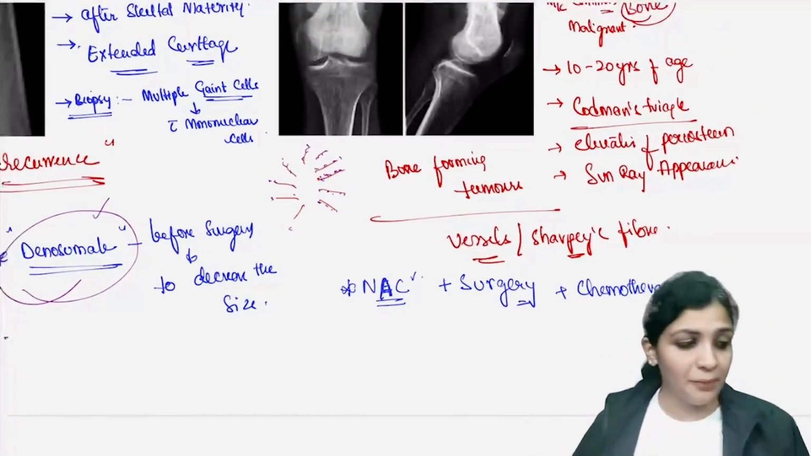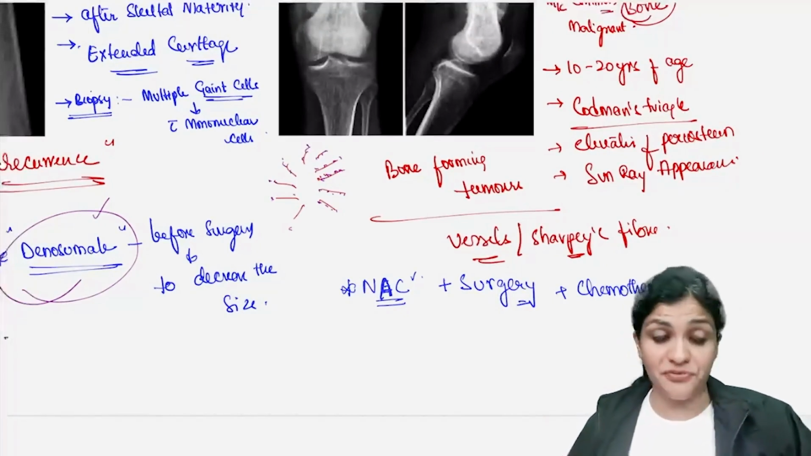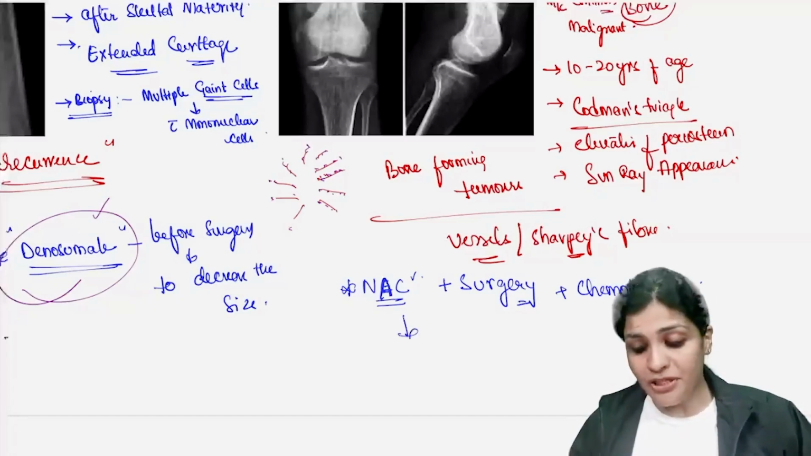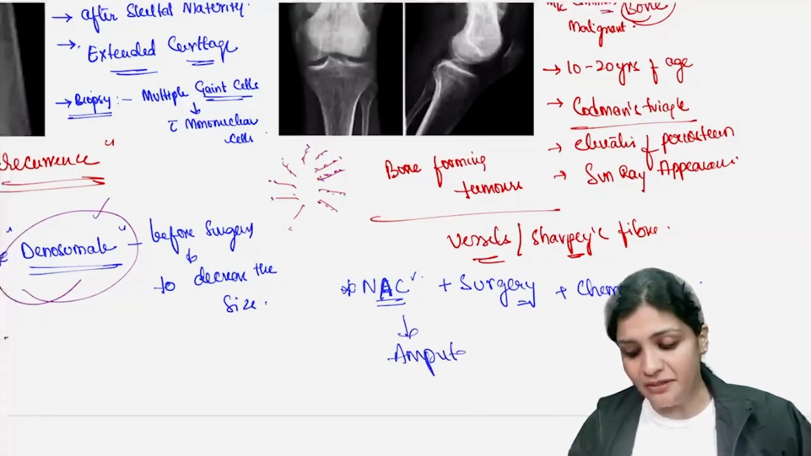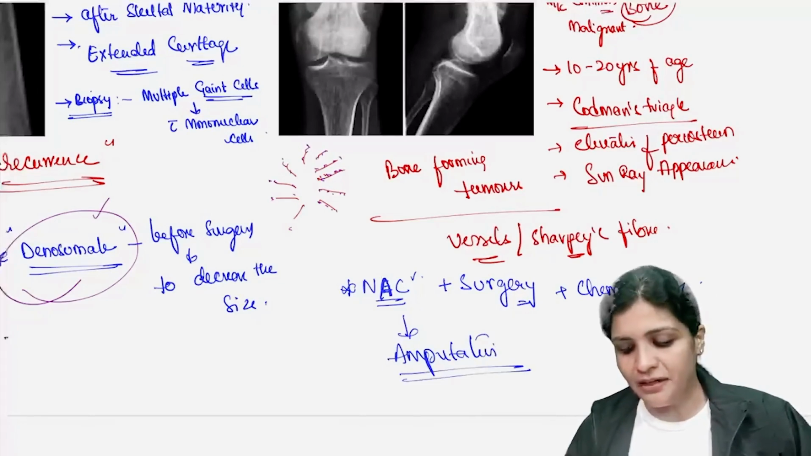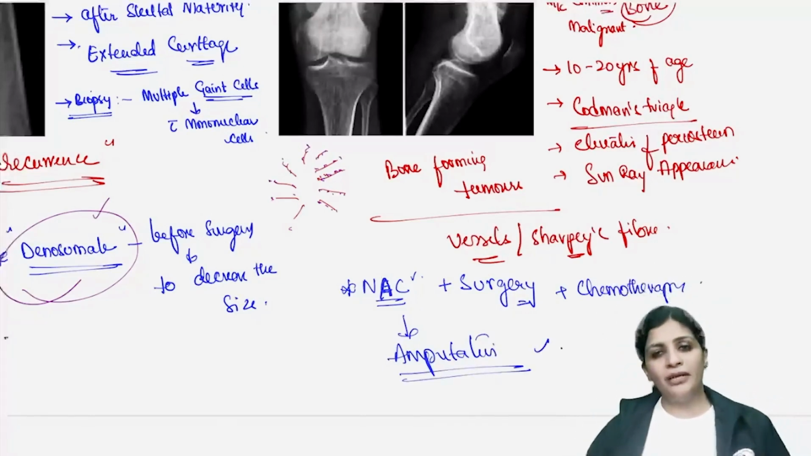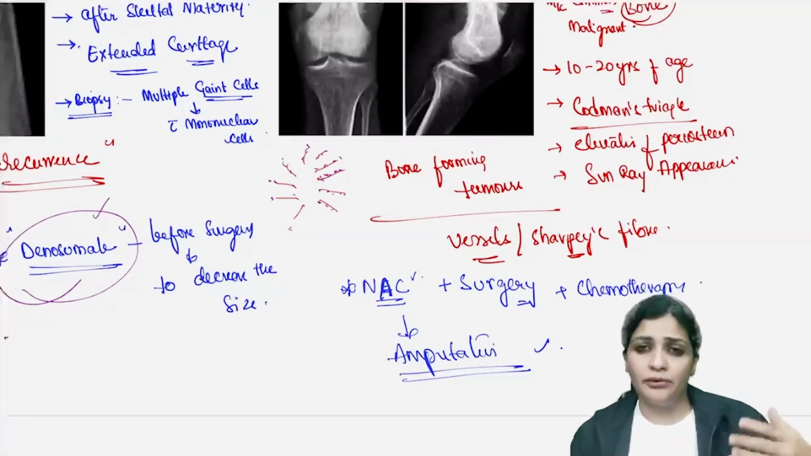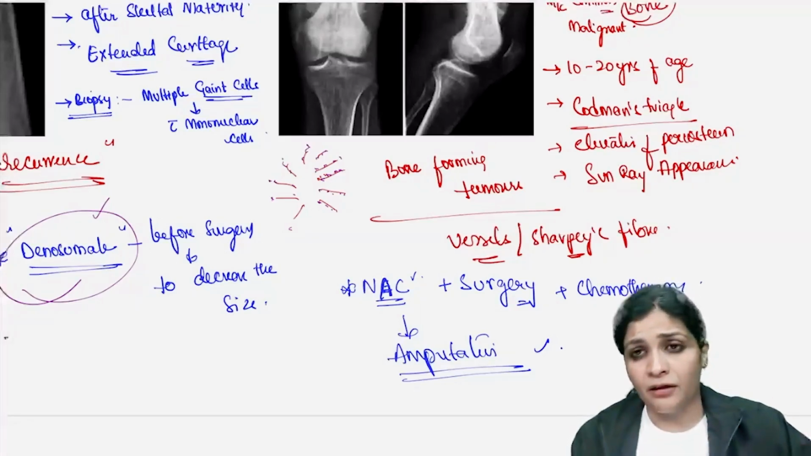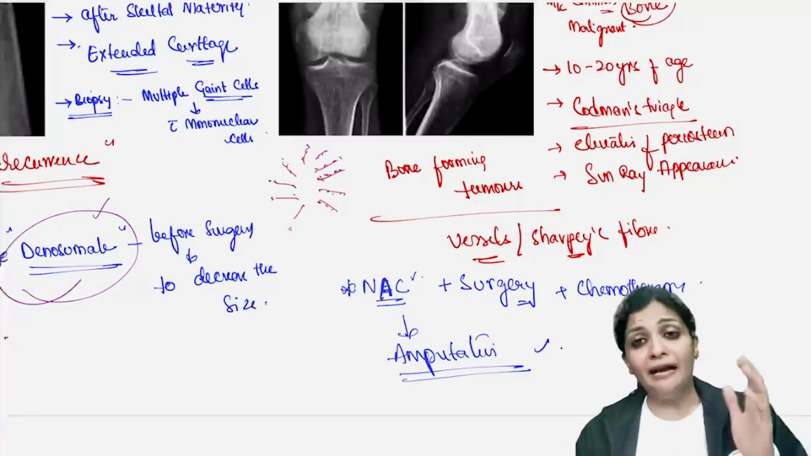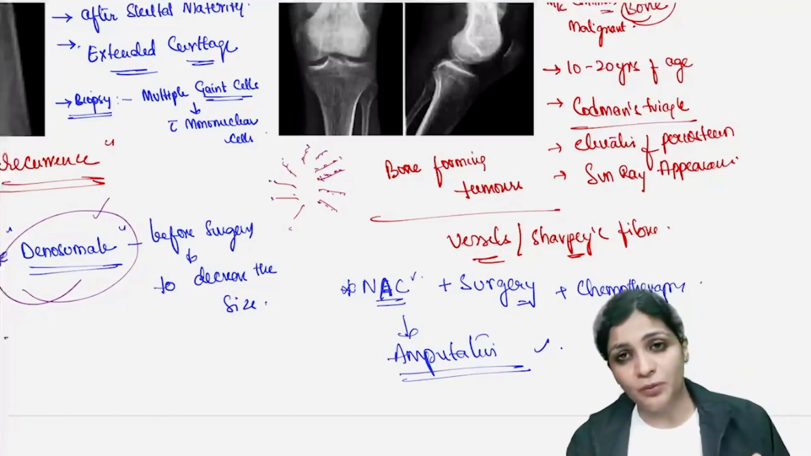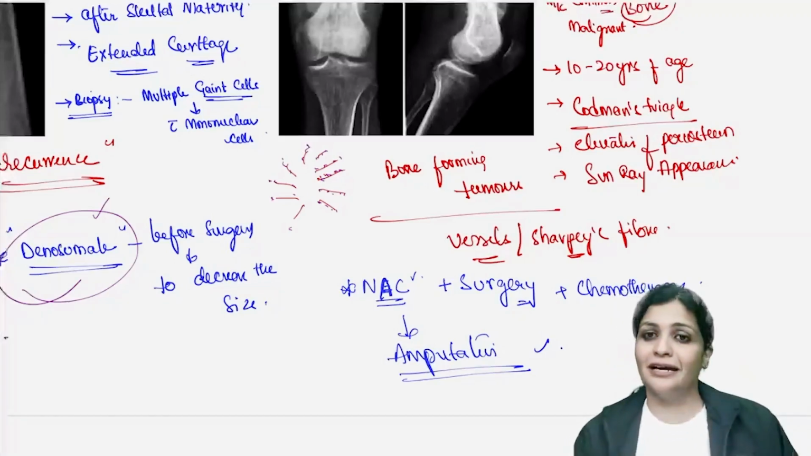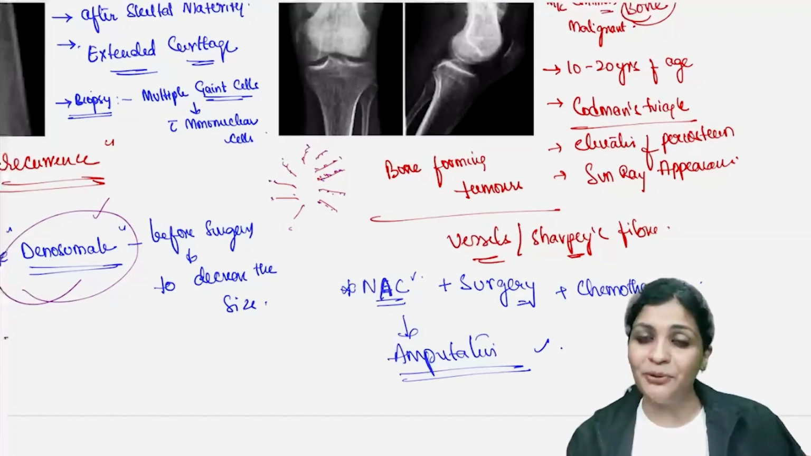Neoadjuvant chemotherapy plays a very important role in the surgical treatment of osteosarcoma, because the amputation rate has decreased. So this is about the treatment of osteosarcoma. Neoadjuvant chemotherapy drugs like adriamycin and vincristine are used, and after the chemotherapy, the patient will be subjected to surgery, which is a little complex and depends upon the extent of the tumor.